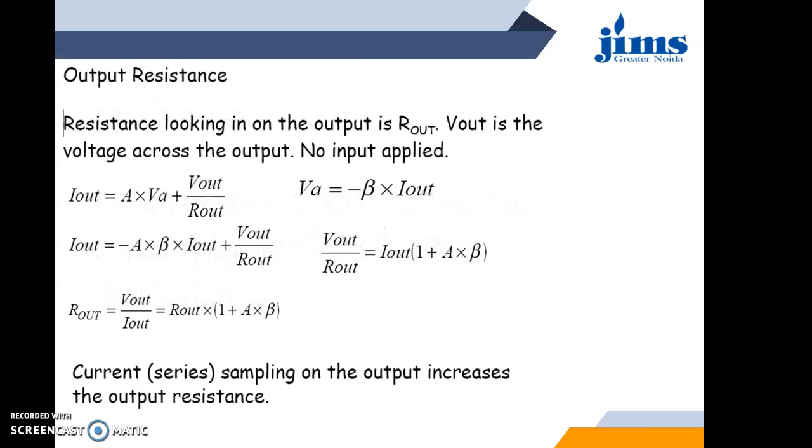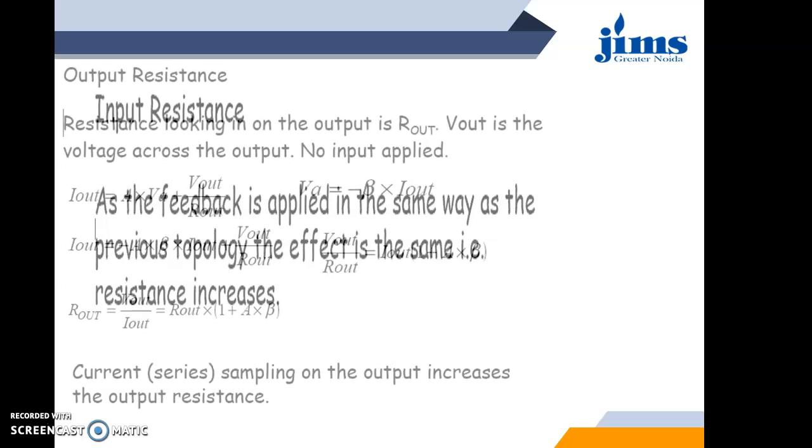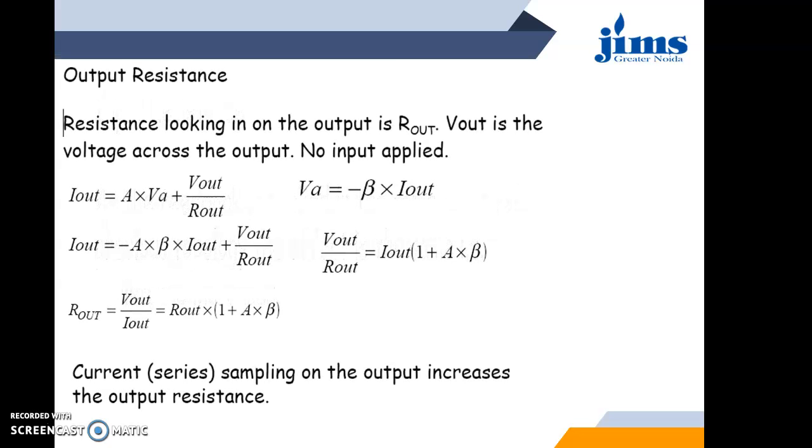But what about output resistance? The output resistance is also in series connection, and the series connection brings the increased impedance factor. So the output resistance is also increased. That means in the current series configuration, both input and output resistances are increased by the factor 1 plus beta A. The input increment is advantageous, but the output increment is not required. So this is the drawback.